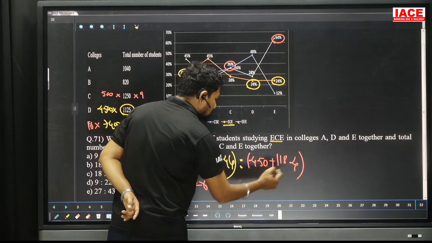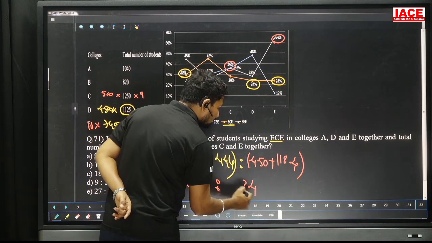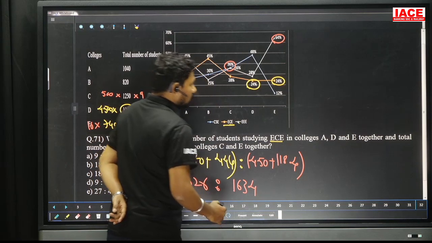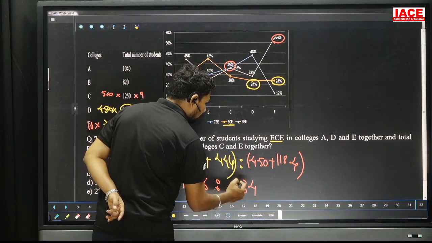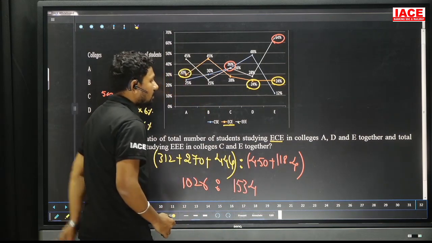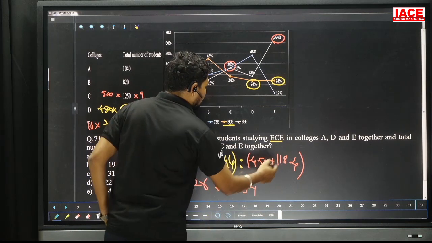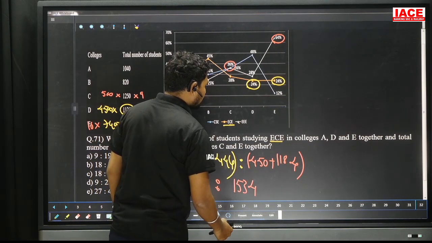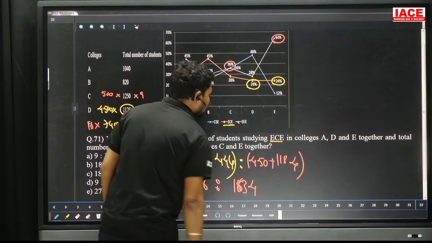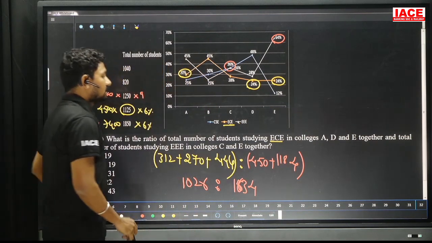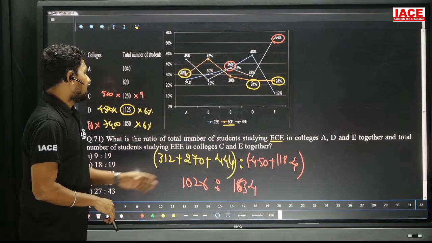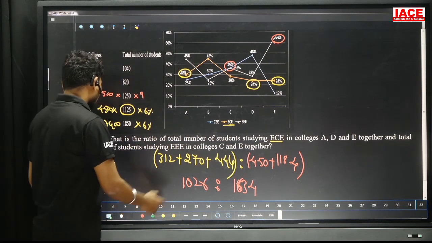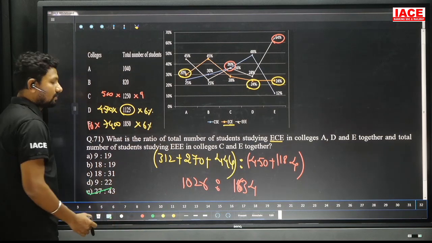So here 0 plus 4 is 4, 8 plus 5 is 13, and 1 plus 4 is 5, plus the carried 1 is 6. So 1634. 1634 is the overall value. Then it is 1026 and 1634. Both are cancelled, and finally you will get an answer. What is the ratio? 27:43.